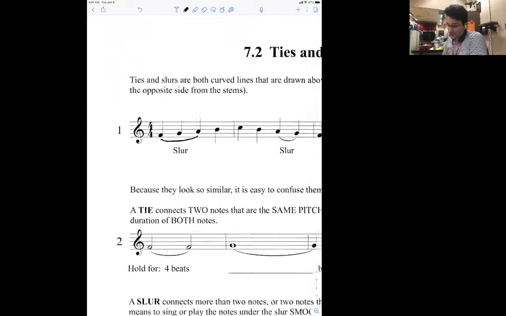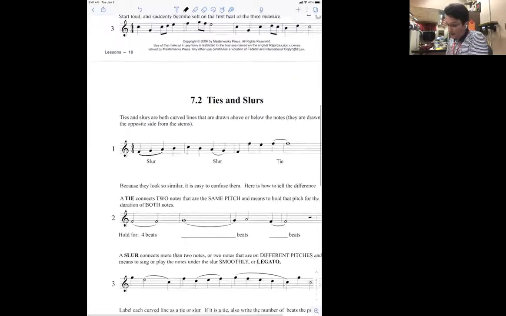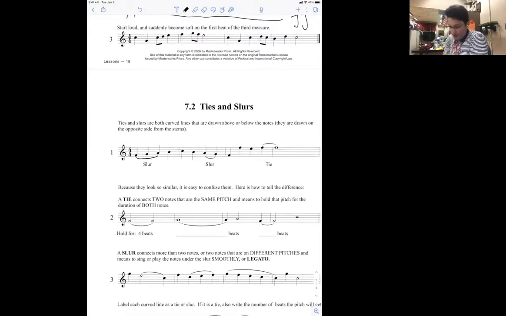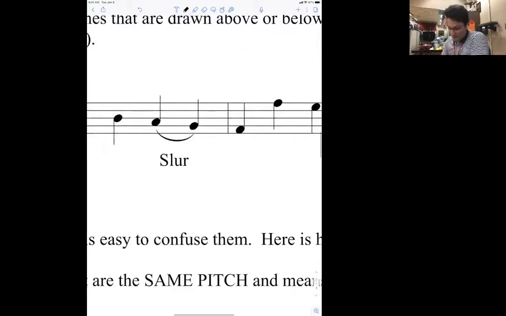So ties and slurs are both curved lines that are drawn above or below the notes. They are drawn on the opposite side from the stems. Remember, the stems are the little lines that come off the notes. So it's always going to be on the opposite side of the stem, and they usually make a little smiley face, like you can see here. It's kind of a wide smiley face like that.